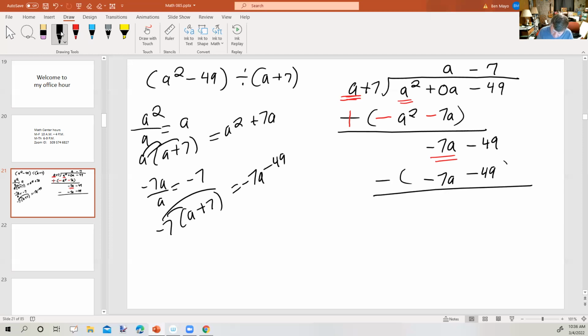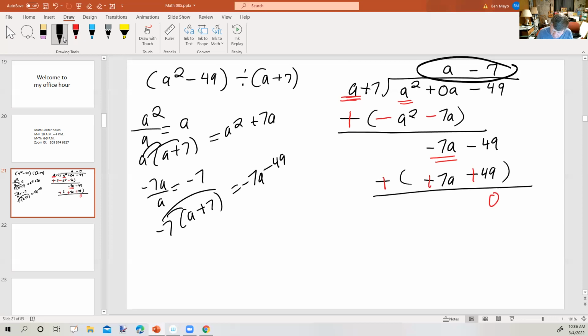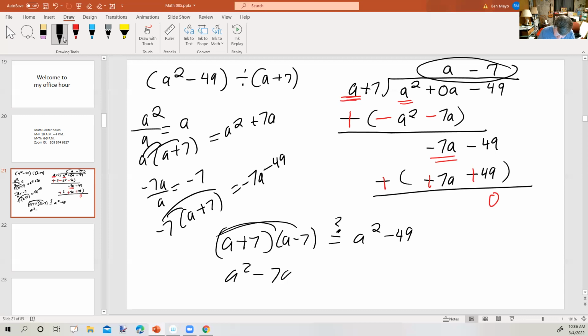Then we subtract the results, changing it to addition of the opposite, adding up the columns. Negative 7a plus positive 7a is 0. Negative 49 plus positive 49 is 0. So our answer is a minus 7. Let's check our work. If a minus 7 is correct, then a plus 7 times a minus 7 should equal a squared minus 49. Let's see if it does. This is a squared minus 7a plus 7a minus 49. Combining like terms, the middle two terms disappear, and so it checks.